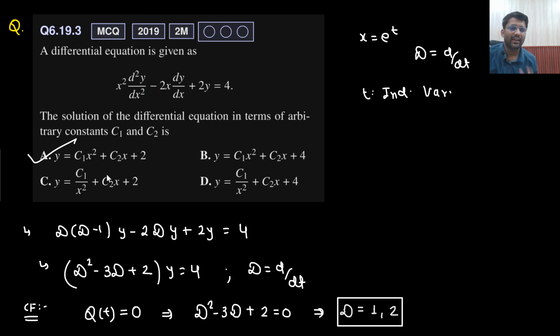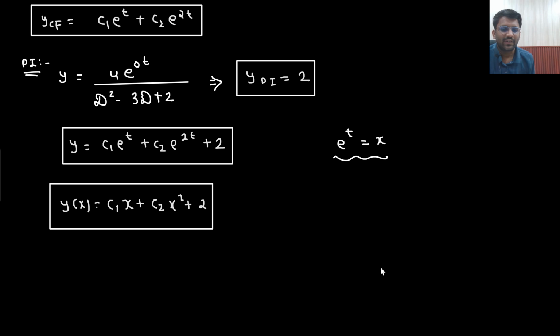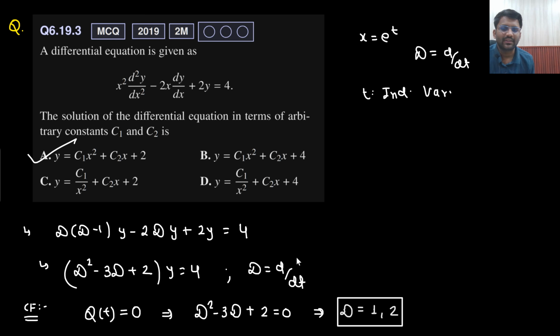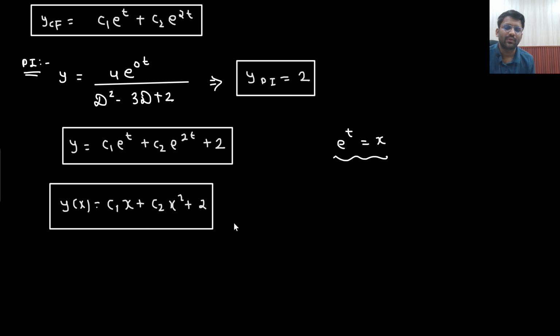Very simple process, no? Here CF and PI both we need to find out. Don't forget about PI here. Why should you not forget about PI? Because, sir, this time there is no 0. Here there is 4. So if there is 4 available, I will write down 4 only. D into d minus 1 minus 2d, d square minus 3d plus 2. So from here the roots I am getting are 1, 2. Then c1 e to the power t plus c2 e to the power 2t. E to the power t is nothing but x. So c1 x plus c2 x square. And then what about PI? For PI, simply put d equals 0. You are getting 4 by 2, which equals 2 only. This is the answer that you are getting.